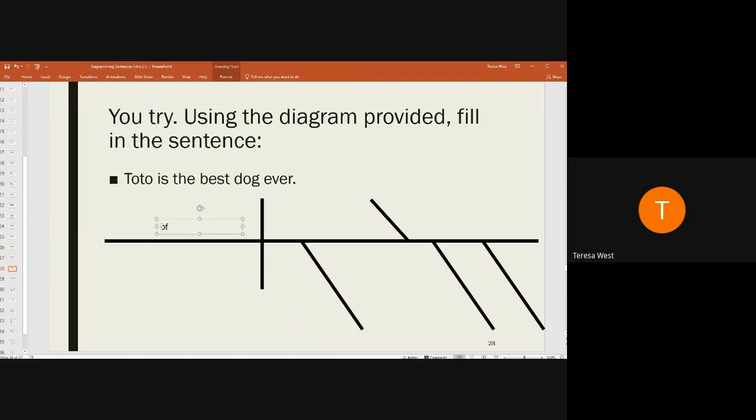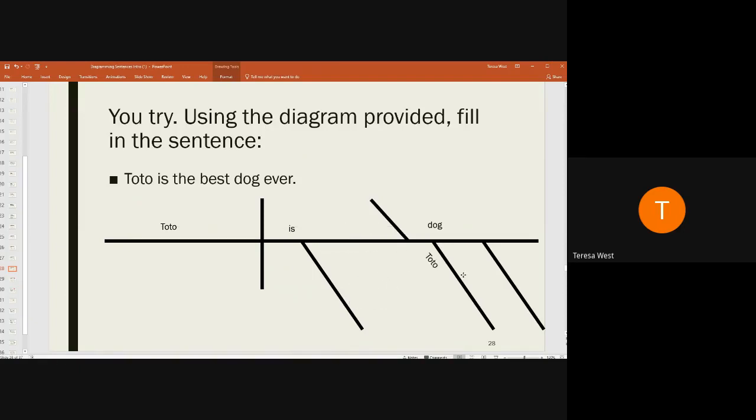Our subject is Toto. Our verb is... Toto is, that linking verb. Toto is. What is the most basic subject complement? What can we replace with Toto? Toto is dog. Toto is dog. Then we have 3 other words for descriptors. Toto is the best dog ever.